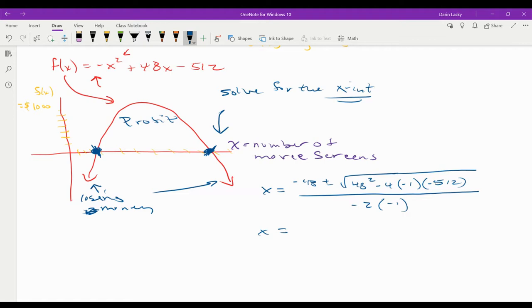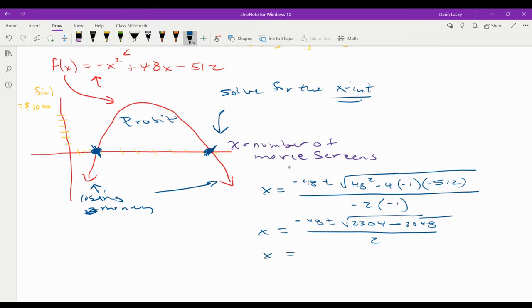And we're going to do 48 times 48. So we're going to get negative 48 plus or minus the square root of 2,304 minus, because there's a subtraction sign, minus 4 times 512, which is 2,048, all over 2.